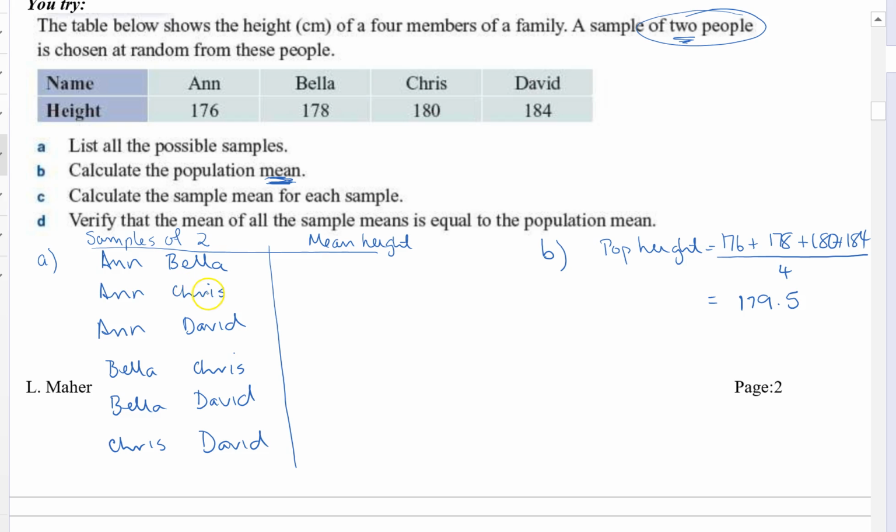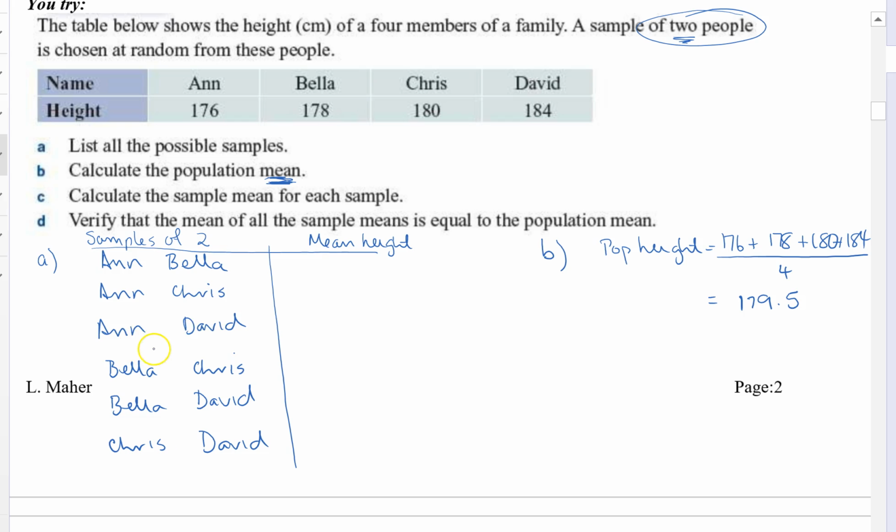Anne and Chris, again, well, at least it's a male and female, and still got the shortest and the second tallest. It's going to be better than that sample. Anne and David, well, they're the extremes, aren't they? This is the very shortest, this is the very tallest.